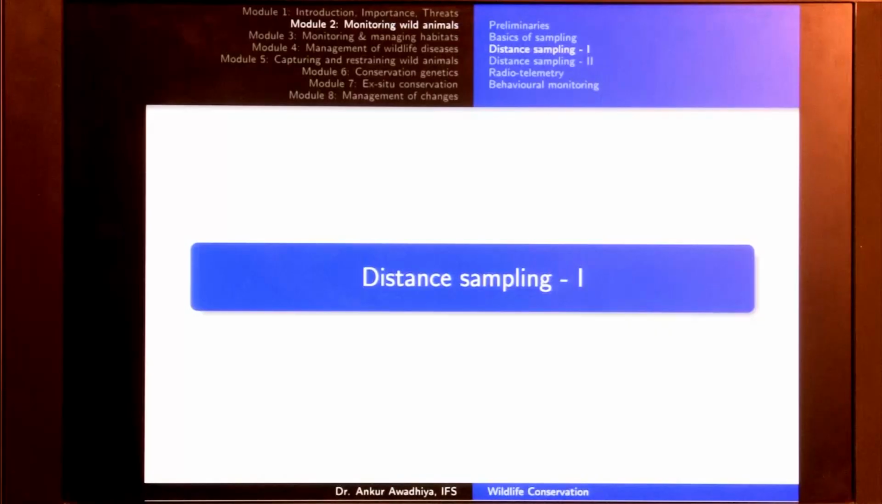Namaste. In today's class, we will have a look at distance sampling. This is a sampling procedure that we normally use for counting of wildlife. So, in place of directly getting into distance sampling, let us build up the concept step by step.